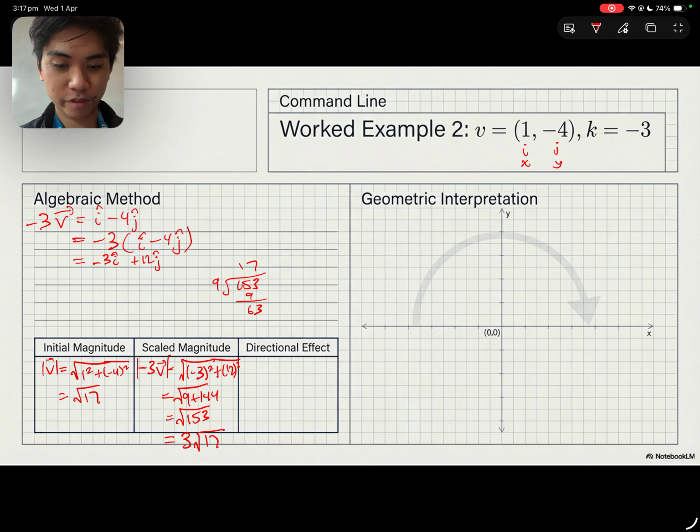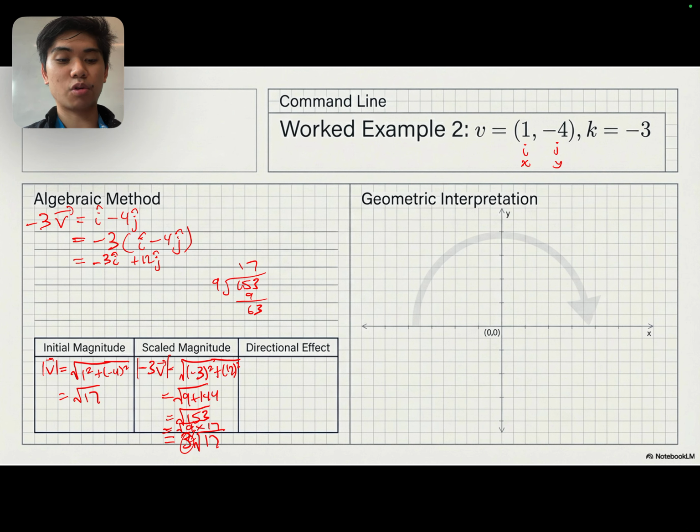So what I've done here is break down the square root of 153 into the square root of 9 times 17, and then the square root of 9 is going to be 3, and the square root of 17 is what's left over. So you can clearly see here that magnitude is not affected by direction or any negatives. If I'm multiplying a scalar quantity by my vector, only the magnitude of that scalar quantity is affecting the vector.